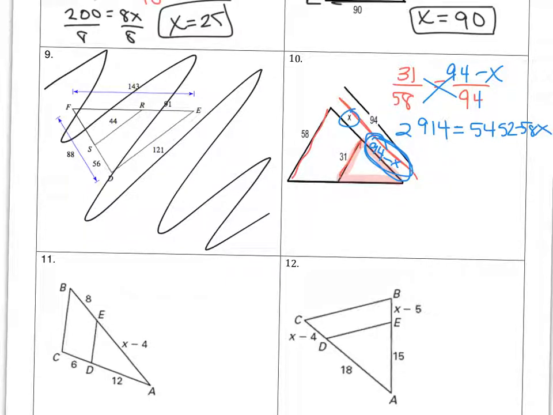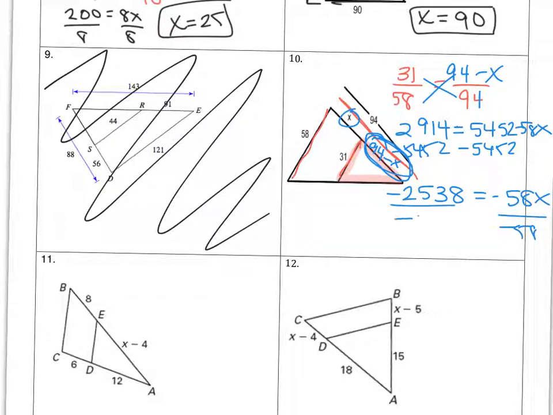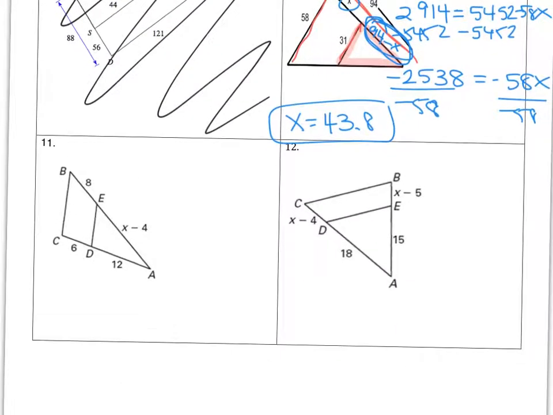So now I'm going to solve for x. I'm going to subtract 5,452 on both sides, and I'm going to divide by negative 58. So x equals 43.8. And I'm done. So I want you to go ahead and pause this video and try solving these two problems the exact same way. When you finish these two problems, unpause it and then I will go over it.